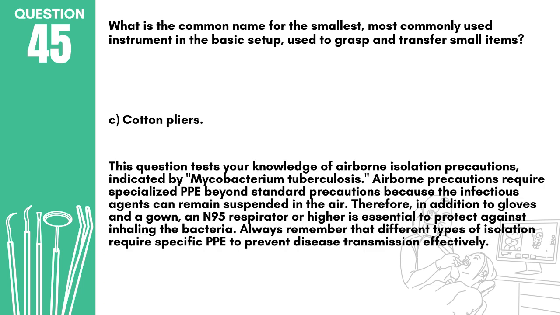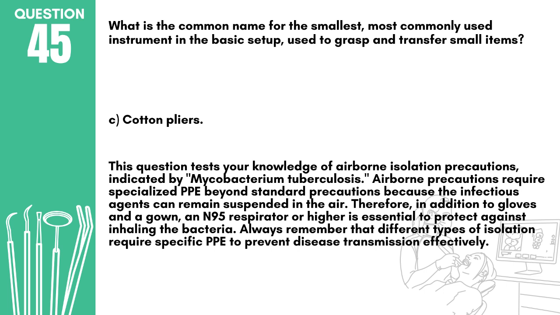Answer: C. Cotton pliers. This question tests your fundamental knowledge of basic dental instruments. The keywords smallest, most commonly used instrument in the basic setup and grasp and transfer small items are definitive clues. Cotton pliers, also known as pickup pliers or dressing pliers, are a standard part of every basic setup. Their primary function is to grasp, transfer, and retrieve small items like cotton rolls, pellets, or articulating paper from the instrument tray to the patient's mouth.